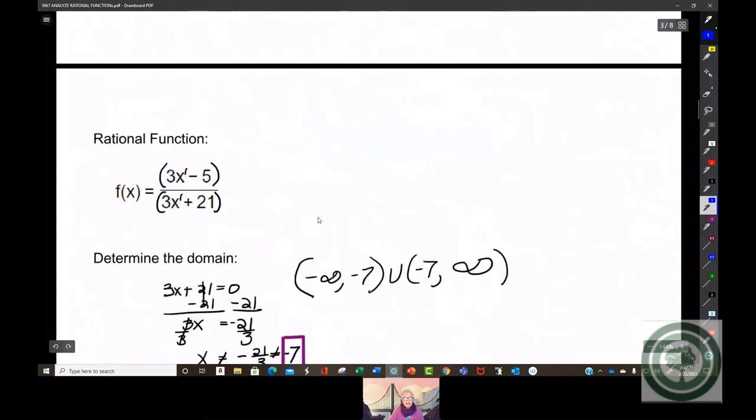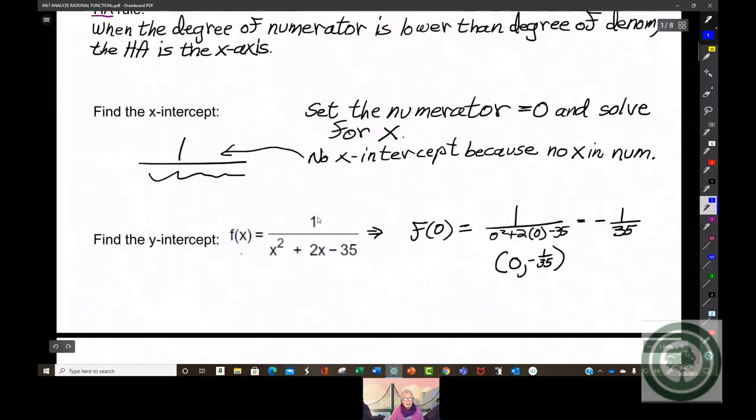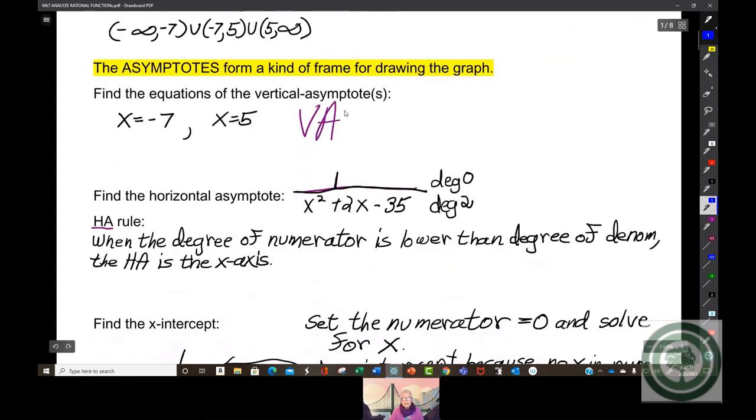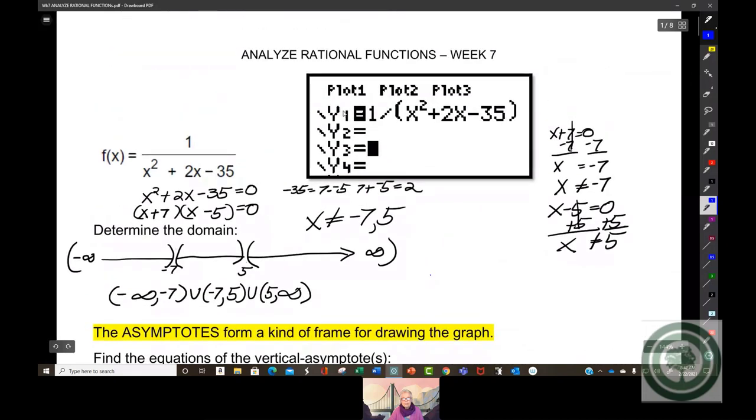But by the time you get done tomorrow, you are going to know everything there is to know about rational functions, because you'll know the five things that go into analyzing them. Domain, vertical asymptote, horizontal asymptote, x-intercept, y-intercept. So get your brain ready.